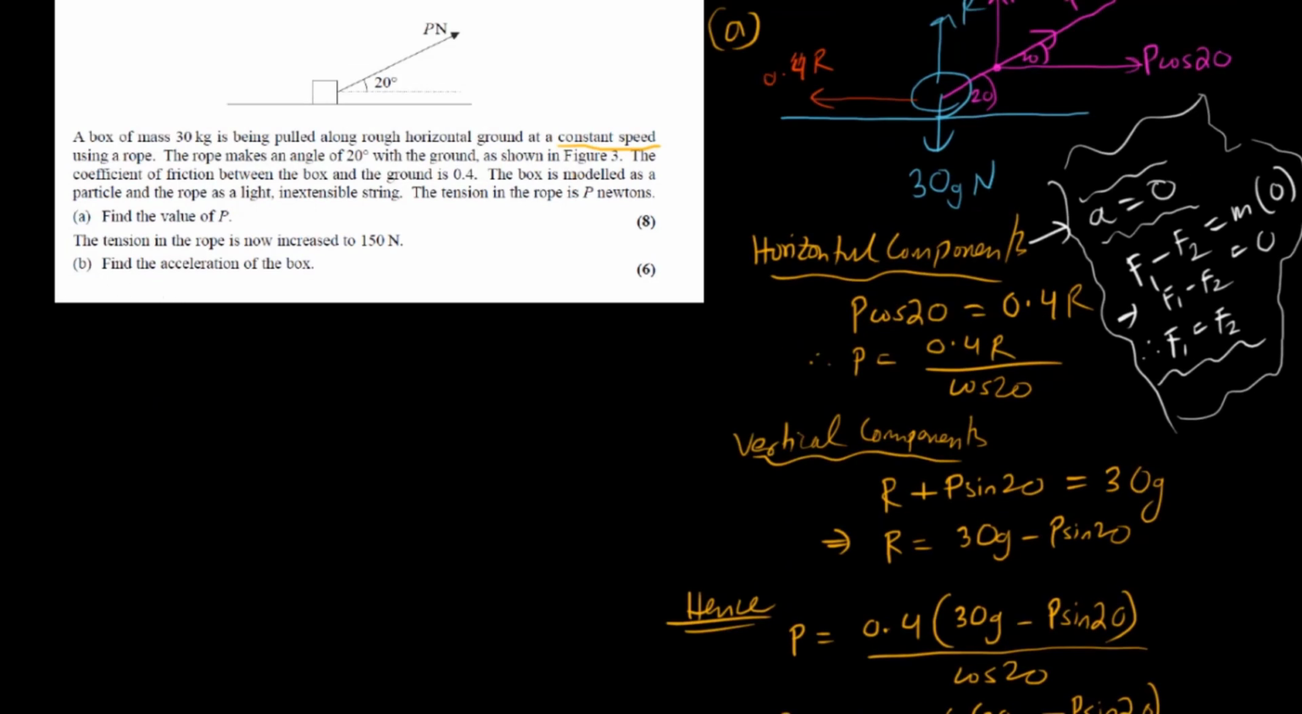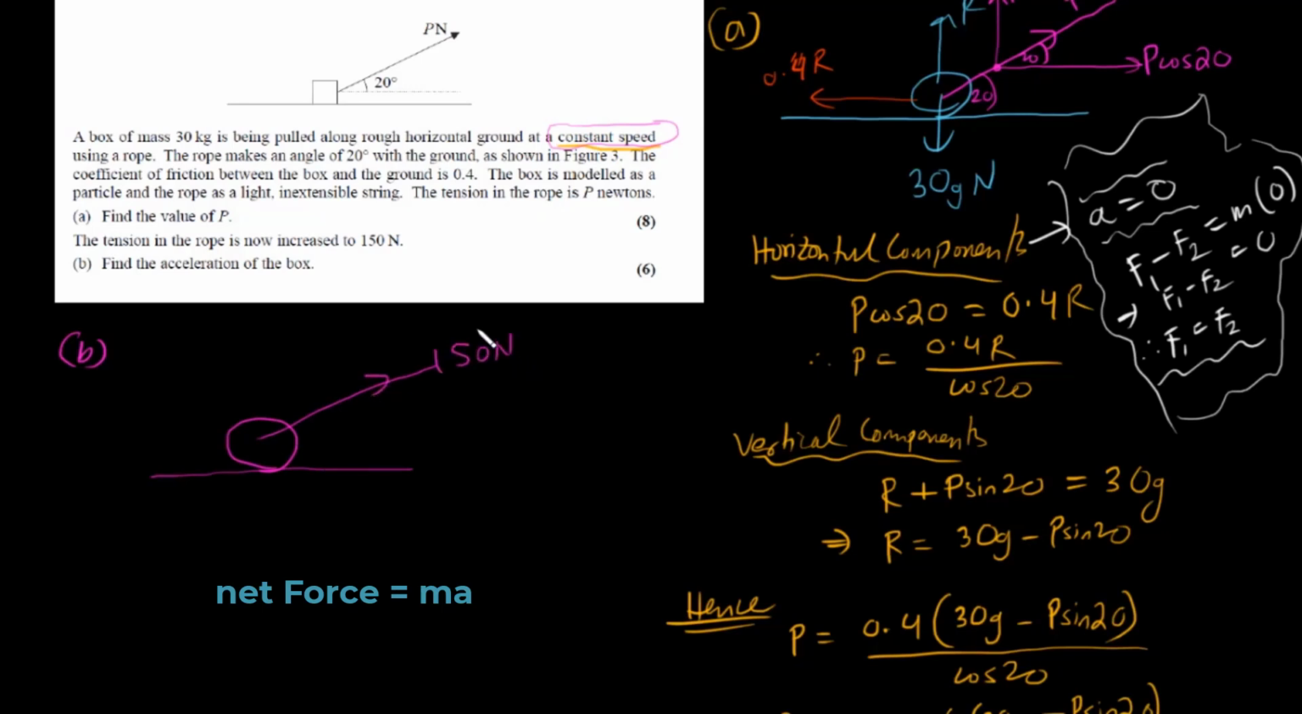So for the next question, the tension in the rope is now increased. So the object is no longer moving with constant speed. That means zero acceleration no longer applies; now it's going to actually accelerate. The force with which it is being pulled is now 150 Newton. Previously it was P, now it is 150 Newton.